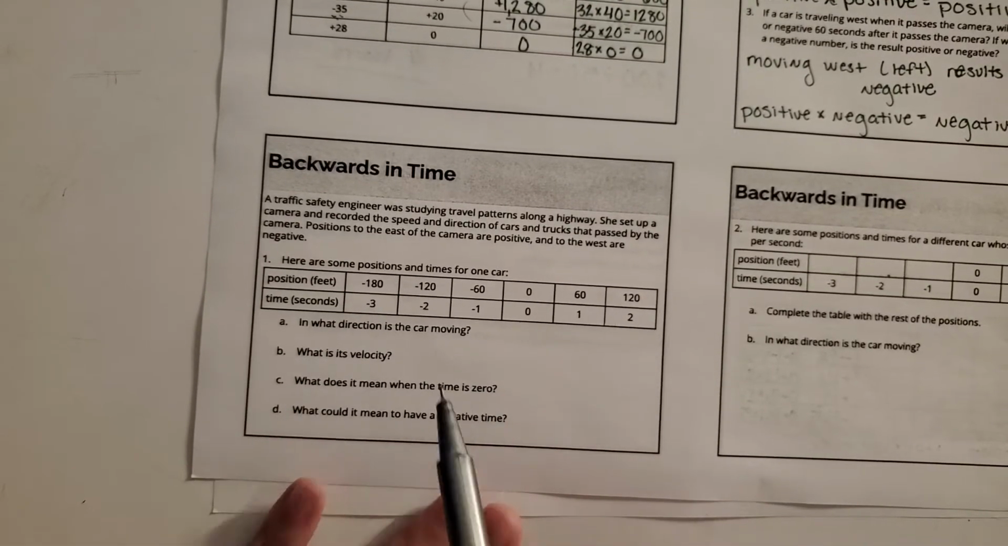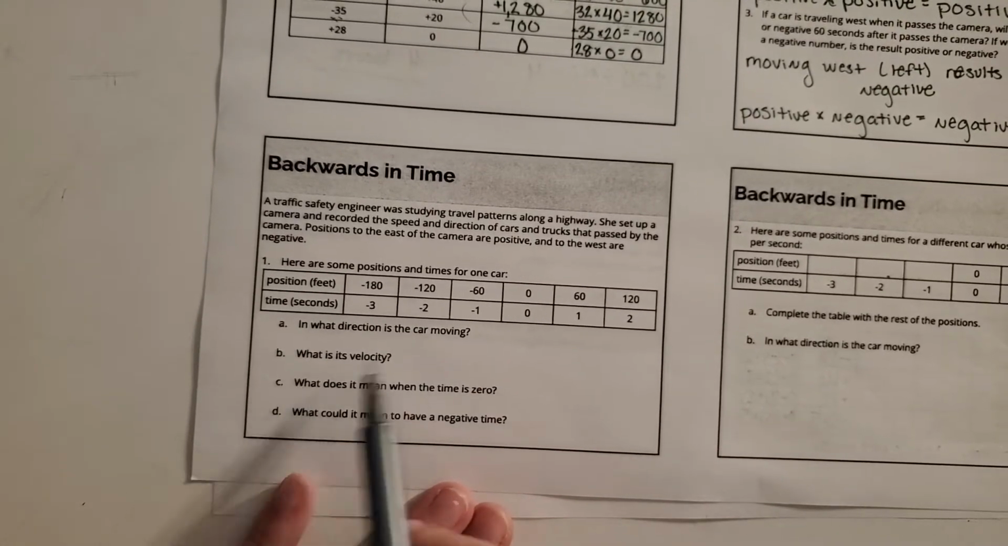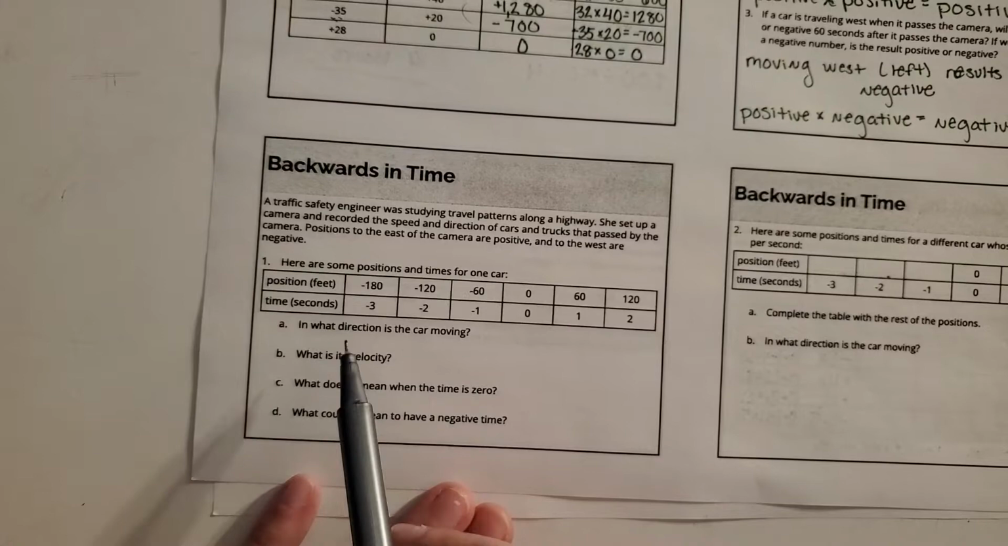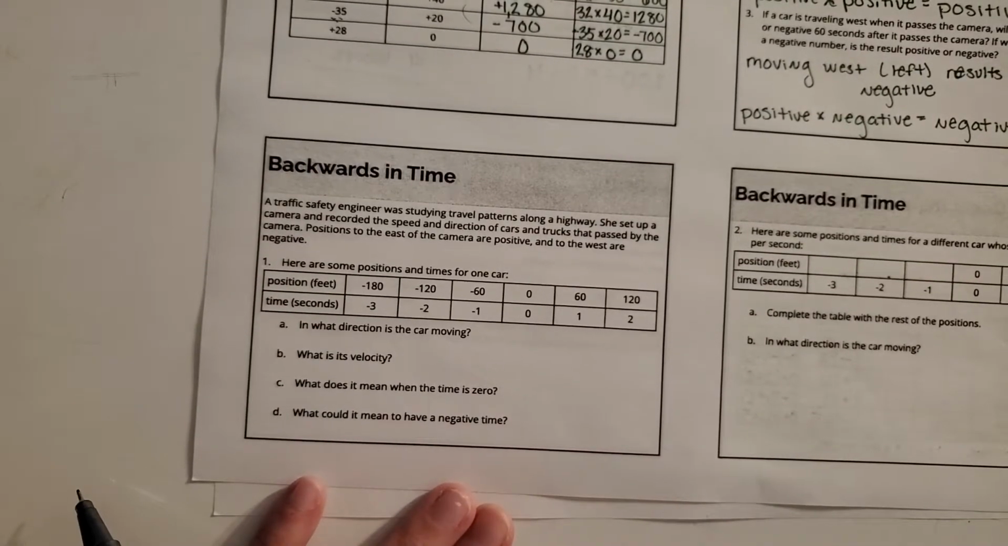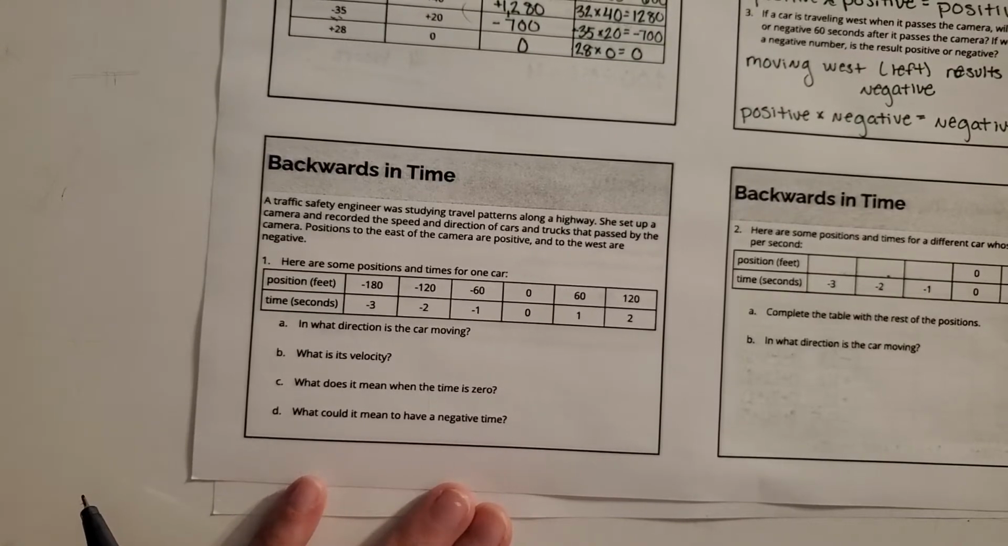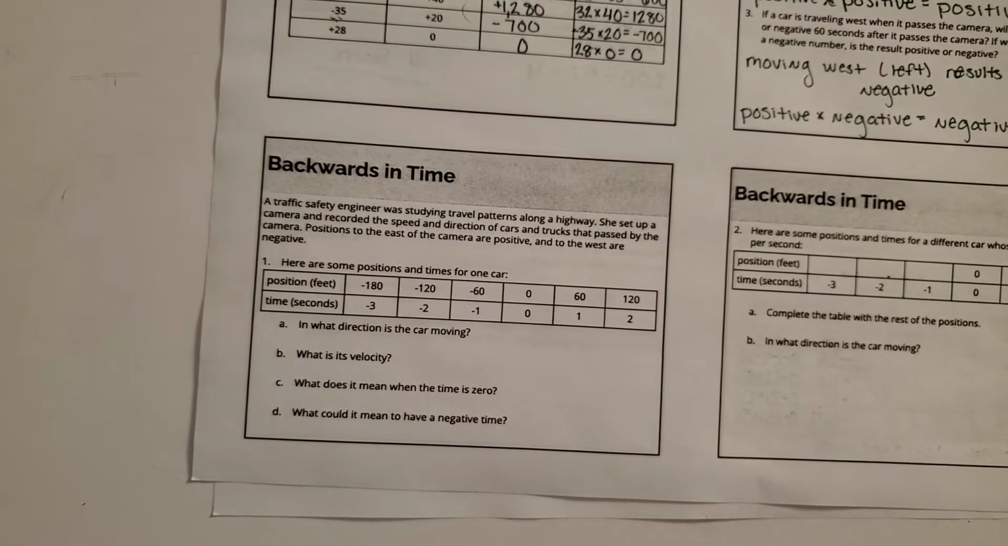So we have 4 questions. In what direction is the car moving? What is its velocity? So what is the feet per second? And what does it mean when the time is 0? And what could it mean to have a negative time? Take 5 minutes to try and fill that out, and then come back.